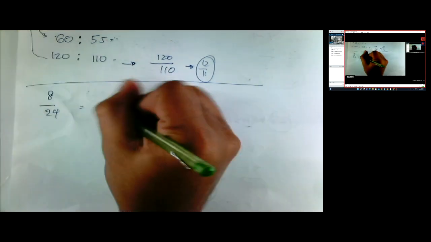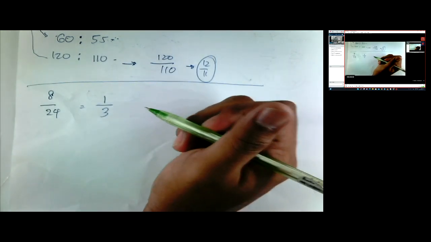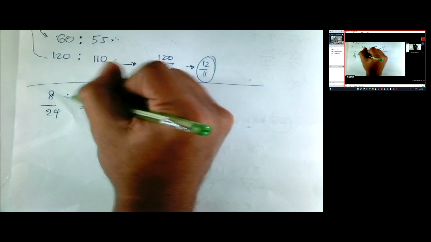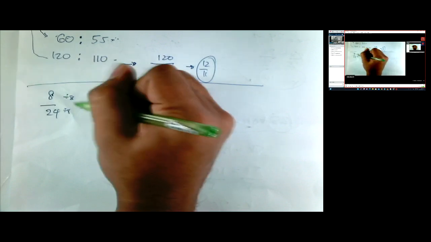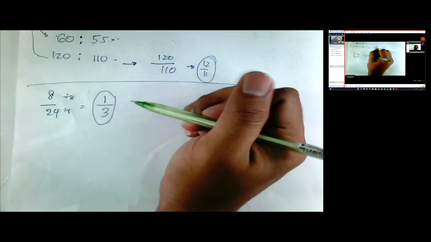So that is 1 over 3. Now, why is the answer 1 over 3? Because remember, this is divisible by 8. 8 divided by 8 is 1. 24 divided by 8 is 3. So the ratio is 1 over 3.